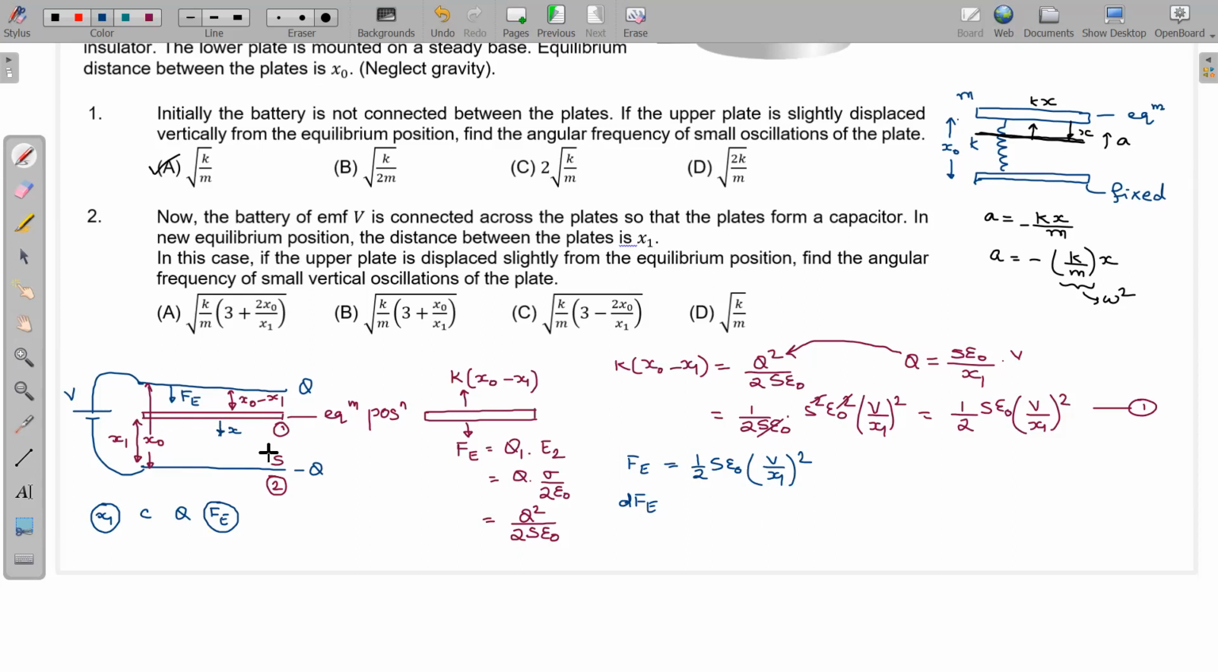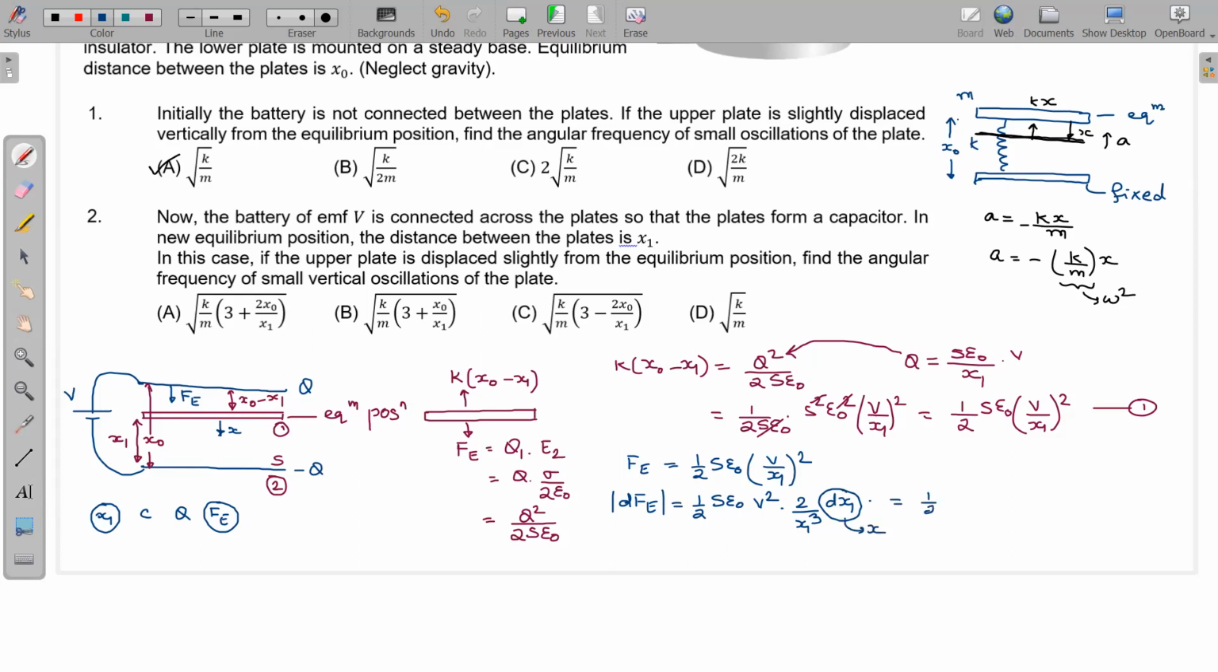small distance x. So if I find this expression, this will be half of S epsilon naught V square multiplied by 2 divided by x1 cube times dx1. I'm just writing the magnitude of this force. So what is dx1? dx1 is the change in the separation between the plates, which is equal to x, the small displacement that you have given to the upper plate. So dx1 is simply x.